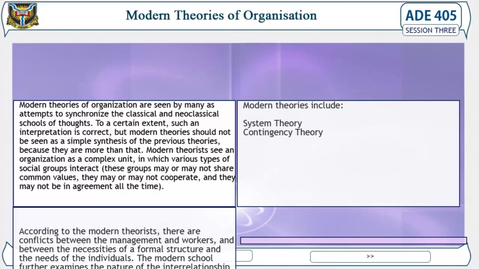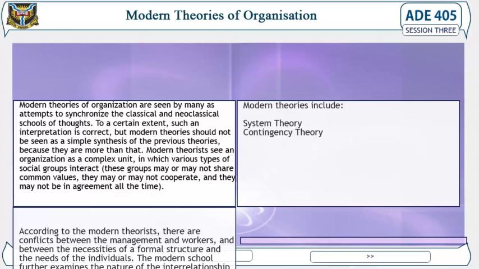Modern theories of organization. Modern theories of organization are seen by many as attempts to synchronize the classical and neoclassical schools of thought. To a certain extent, such an interpretation is correct, but modern theories should not be seen as a simple synthesis of the previous theories because they are more than that.